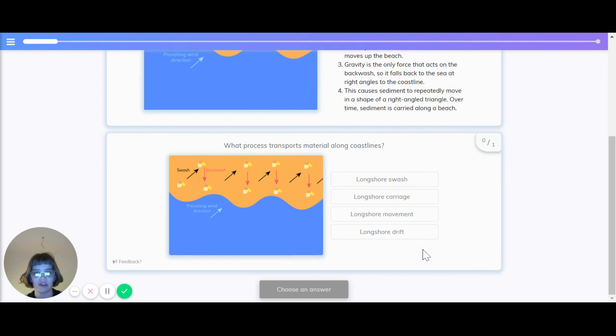Just quickly recap that. Which process transports material along coasts? Longshore swash, longshore carriage, longshore movement, or longshore drift? The answer is, of course, longshore drift.